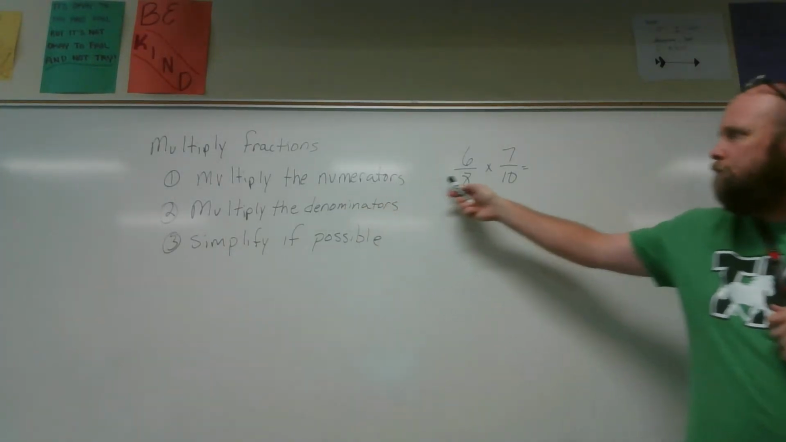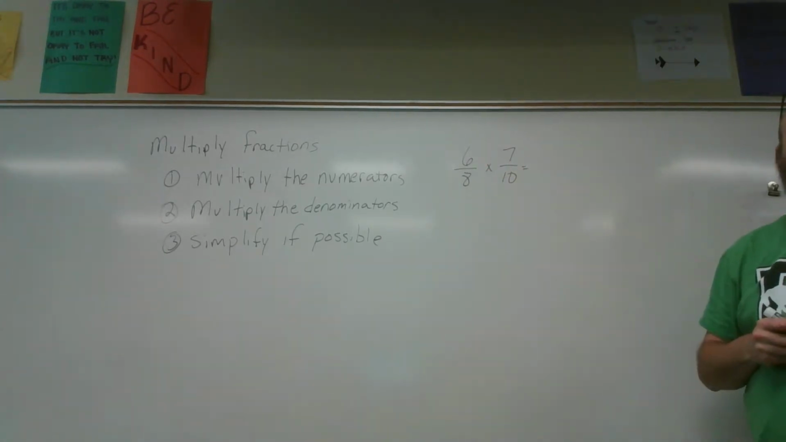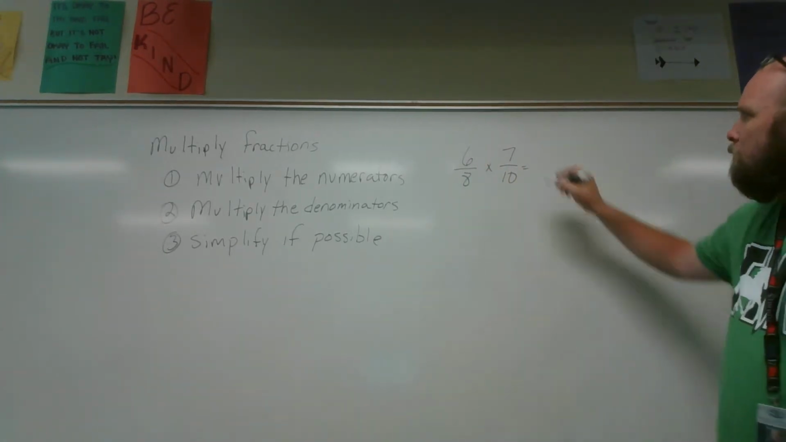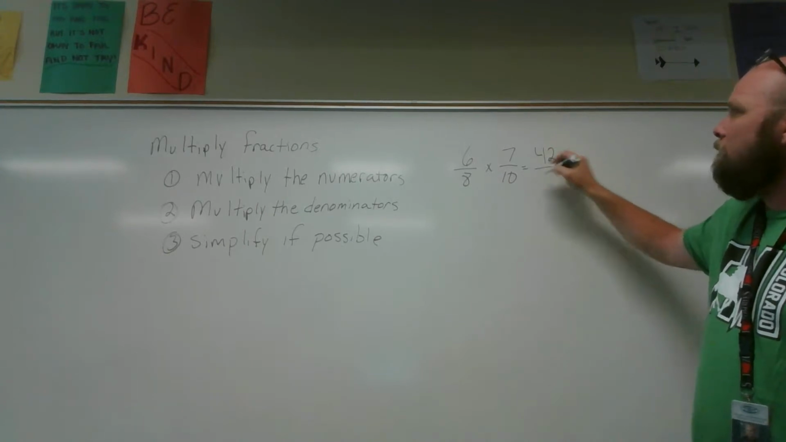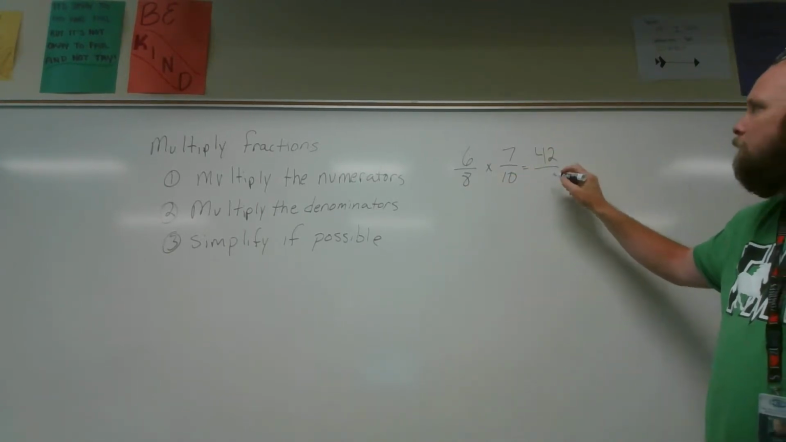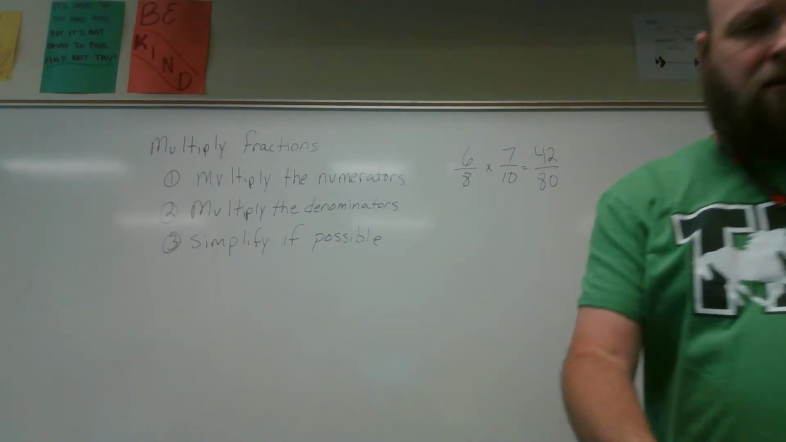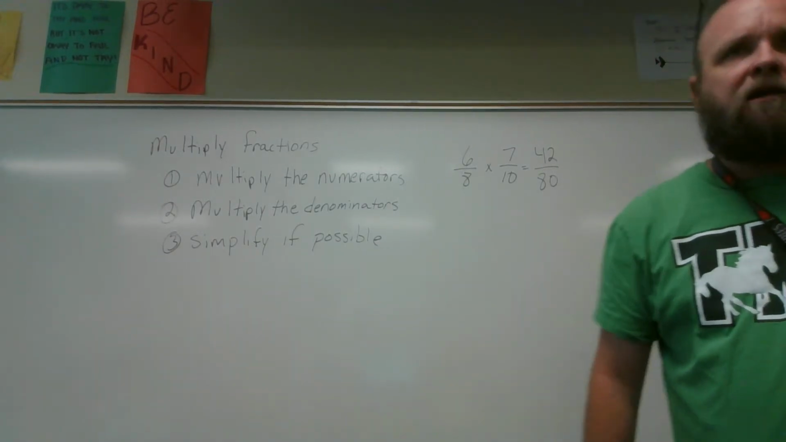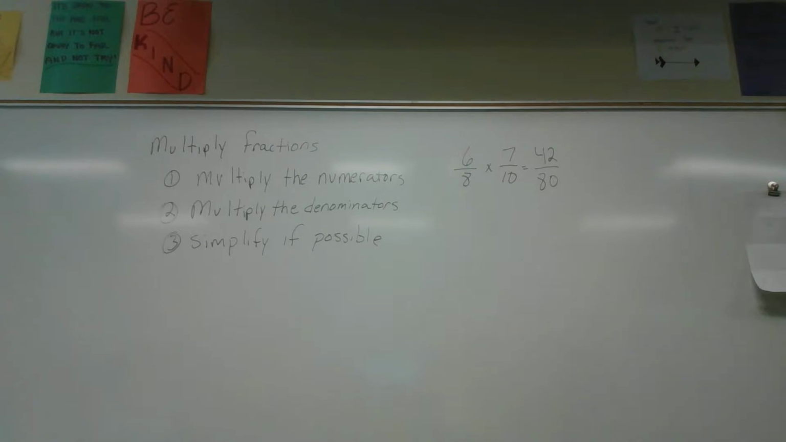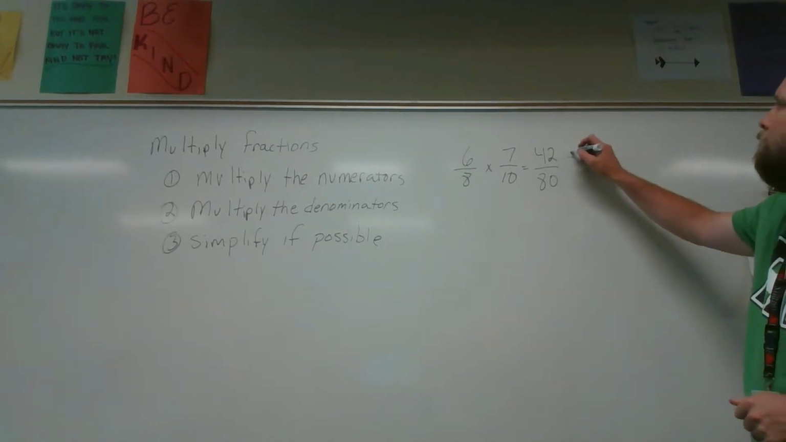Multiply the numerators. What's 6 times 7? 42. Good. Multiply the denominators. What's 8 times 10? 80. Excellent. 42 over 80. Cadence, can we simplify that? Yes. By? 2. Let's divide them both by 2.